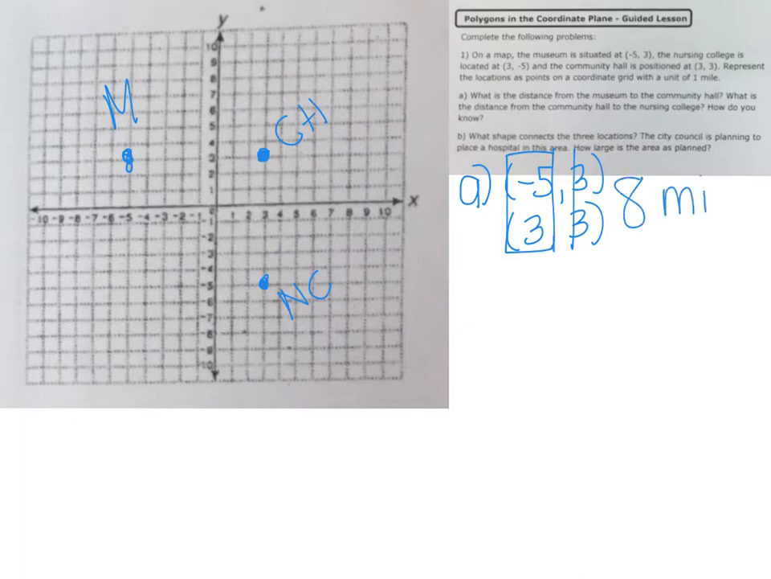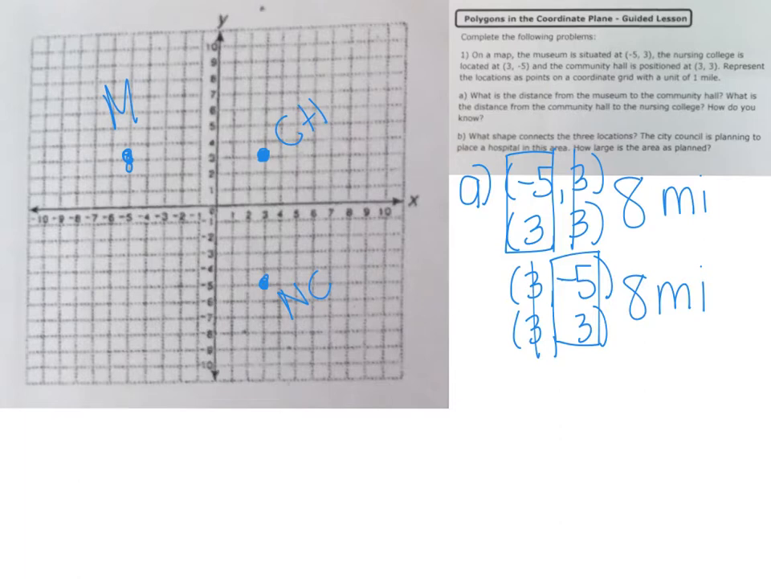The second question says, what is the distance from the community hall to the nursing college? So I'm going to do the same thing. Nursing college is at 3, -5, and the community hall is at 3, 3. These are the same, so here's my difference. Absolute value of 5 is 5, and 5 plus 3 is 8 miles. So that answers both questions in A.